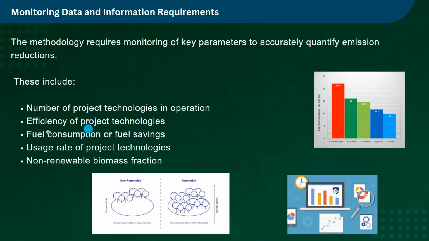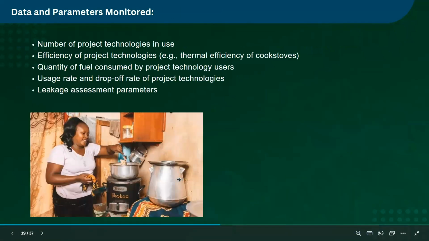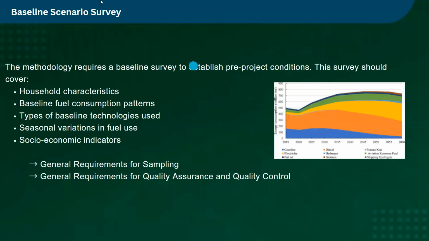Then the usage rate. Sometimes you conduct a survey of various households during the monitoring phase, and they give you an approximate usage rate. And of course, the non-renewable biomass fraction. These are some of the things we do. As I said, we also need to do a baseline scenario survey to establish the pre-project conditions. Here we look at the household characteristics in that region, the baseline fuel consumption pattern, the type of baseline technologies used, and also the seasonal, time-series variation in fuel use.